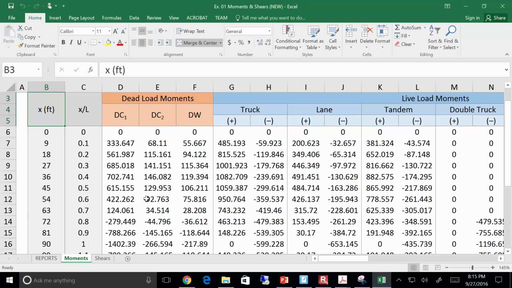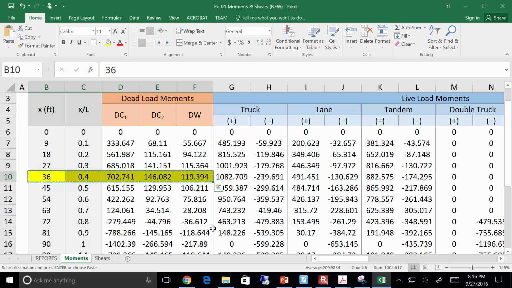Now, at given points along the bridge, obviously the moments change. In positive bending, where's the worst case? Is it 0.1? Is it 0.6? Where is it? Say it again. 0.4, okay? If I look at these numbers, these are the largest bending moments. Everybody see that? If not, what you can do is this.